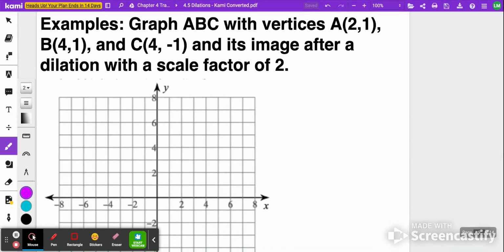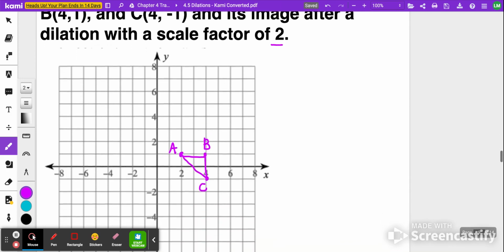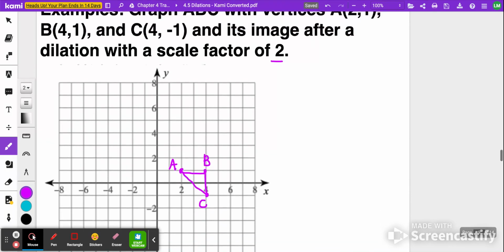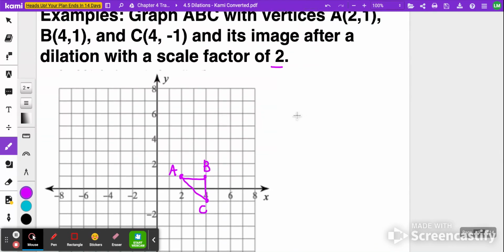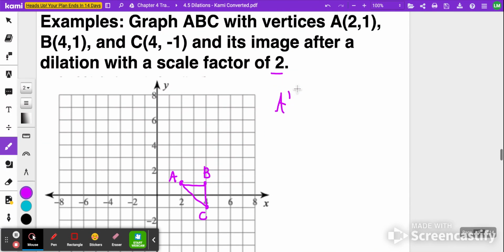Graph triangle ABC with vertices A(2, 1), B(4, 1), and C(4, -1), and then its image after a scale factor of 2. So first, let's go ahead and graph our original triangle. So here's our original triangle on the coordinate plane, and all I'm going to do is make that scale factor be 2. That just means I'm going to take A and multiply both coordinates by 2.